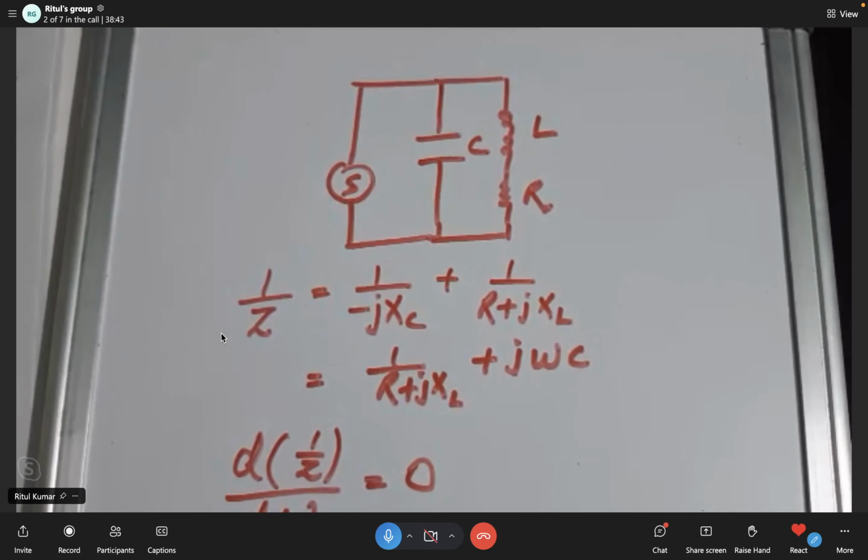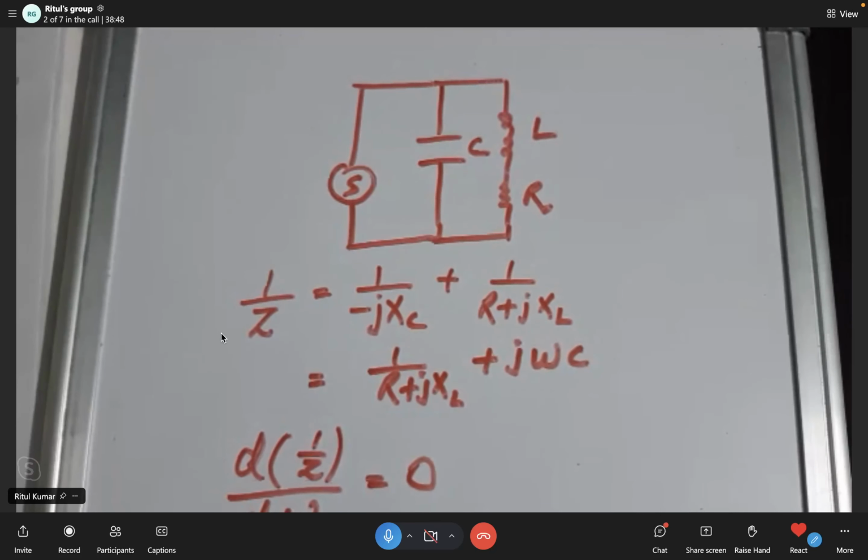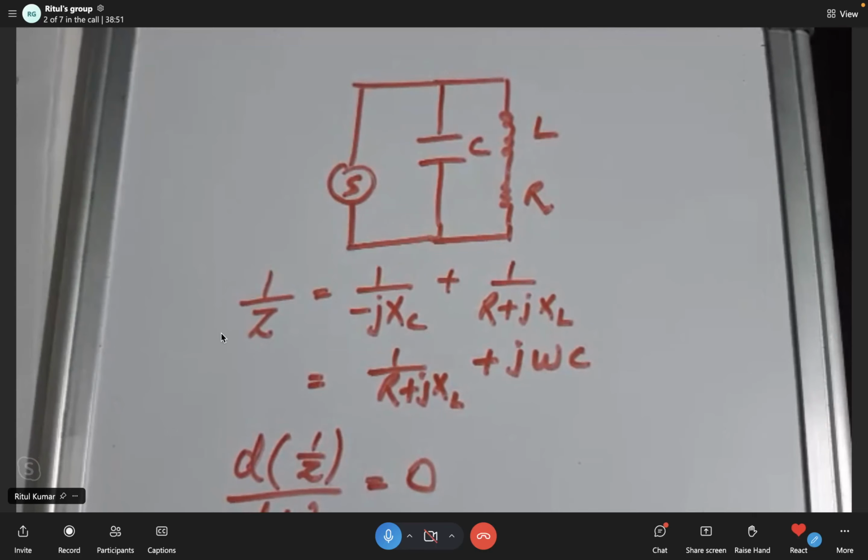Squared, yeah, okay. So you ultimately get minus XL is omega L over R plus j.